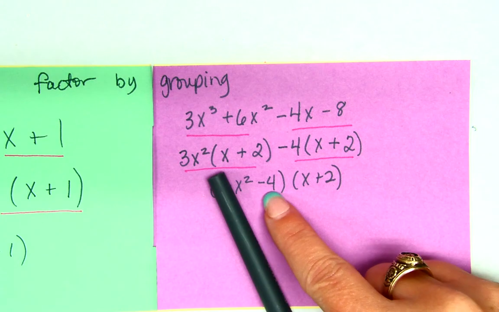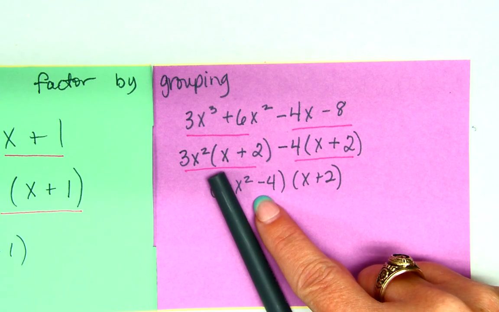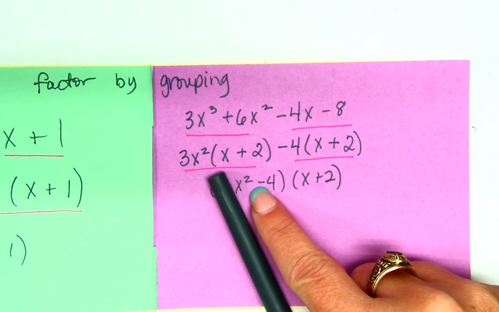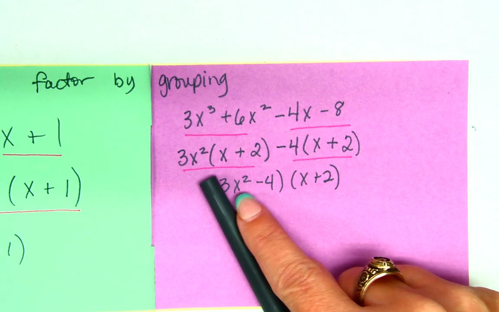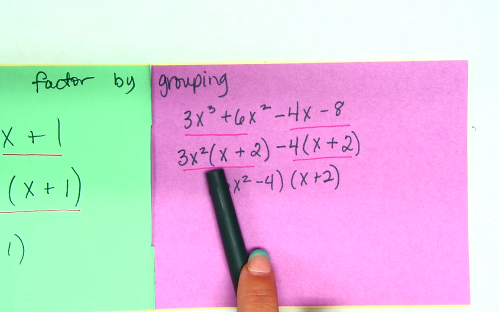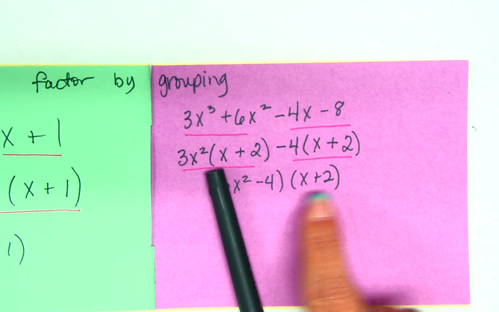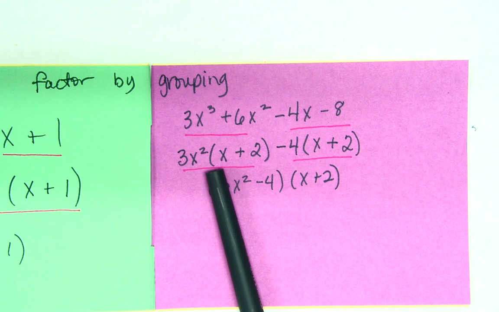Oh, this can be factored? Why? It is the difference of squares. Yes, it is. Okay? So if you try to put this in, it's going to tell you you're wrong, except you're like, I'm not wrong. I know that that's right.